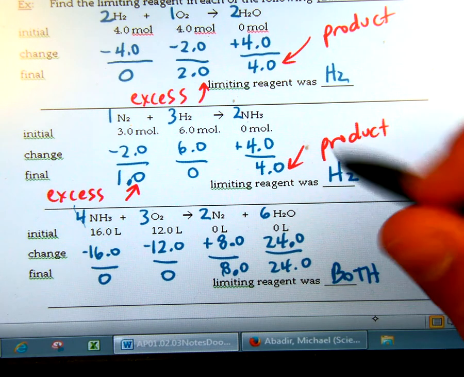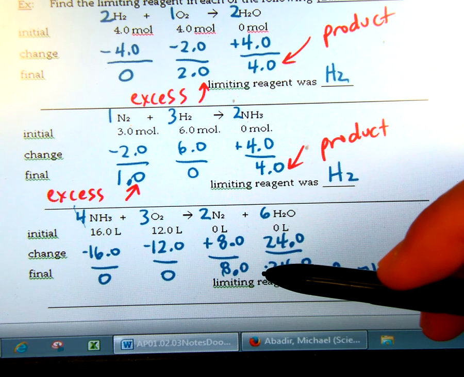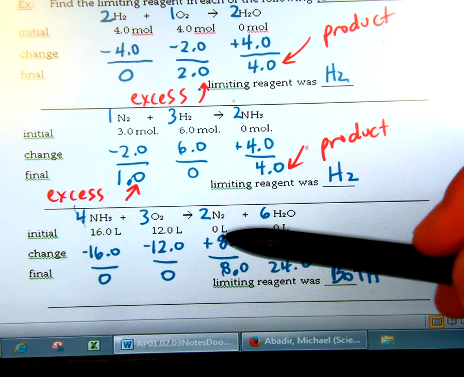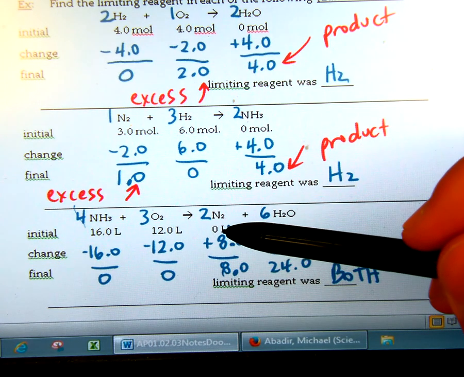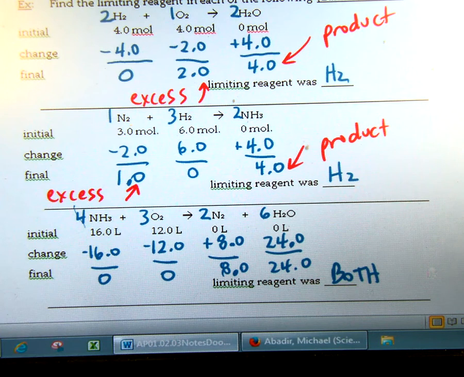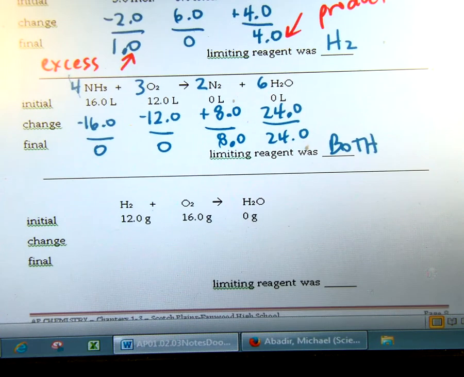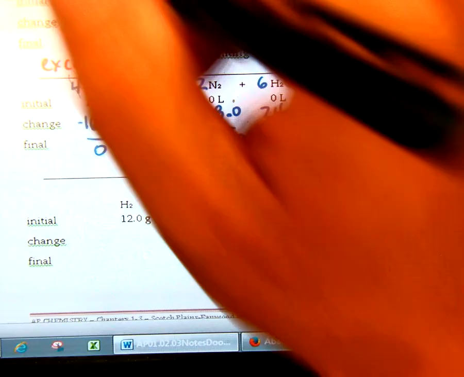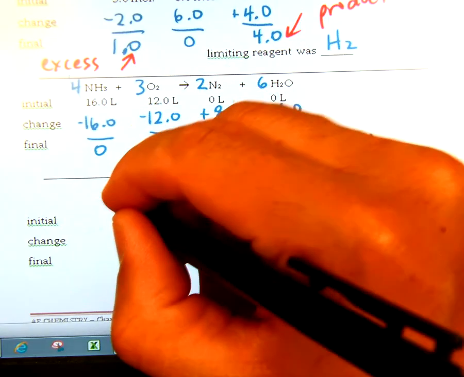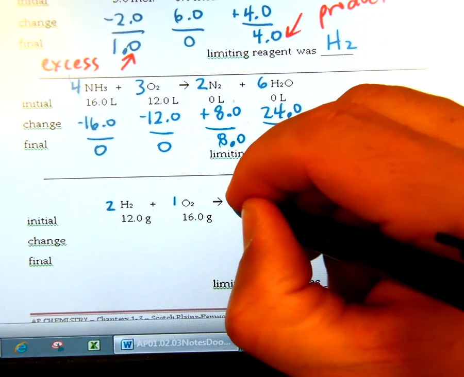So note in these 3 examples that we used the little bridge because this was moles or liters, also particles would follow the little bridge. But in the last example, you're going to see that it's in grams. And when it's in grams, you have to use the big bridge. So what you have to do is balance this. So this is going to be a 2 and a 1 and a 2.